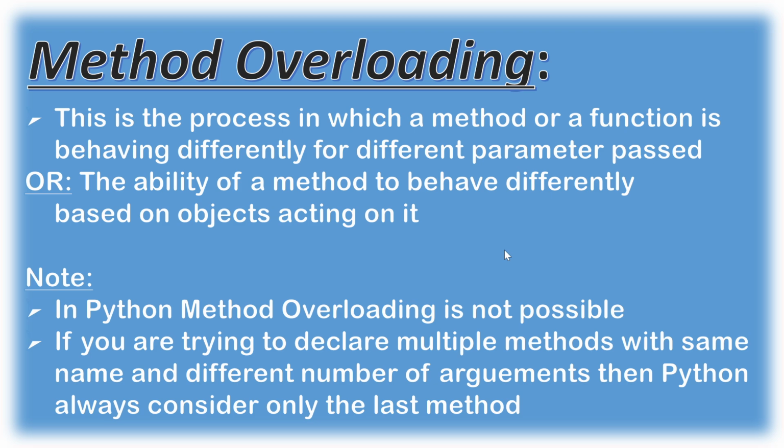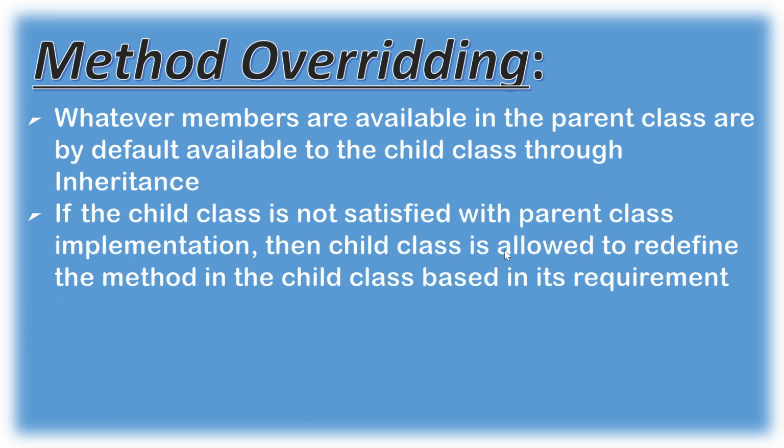Alright, so next we will go for method overriding. What exactly is method overriding? Whatever members are available in the parent class are by default available to the child class through inheritance. Alright, if the child class is not satisfied with the parent class implementation, then the child class is allowed to redefine the method in the child class based on its requirement. Alright, so let's see one example for method overriding.